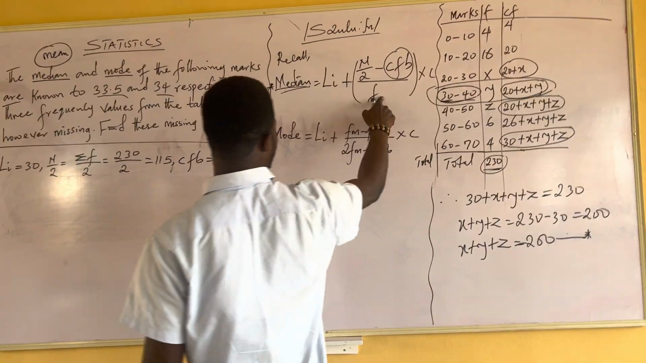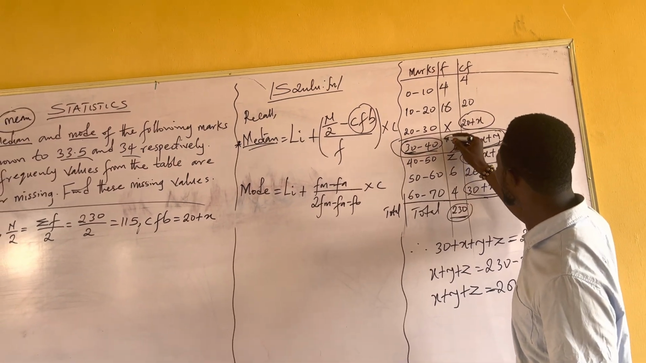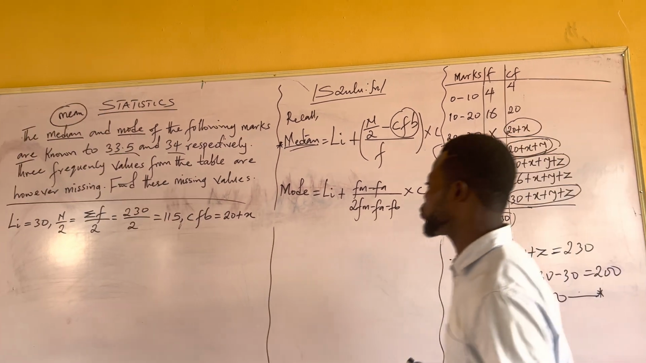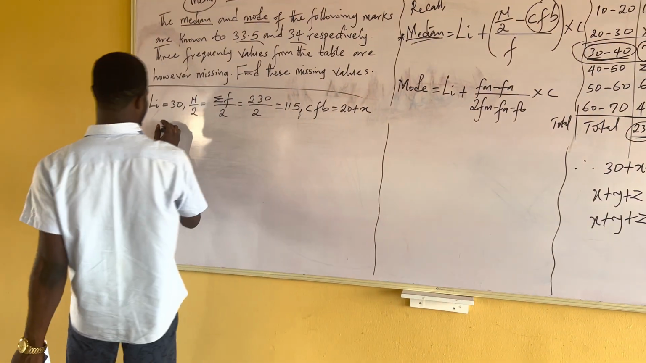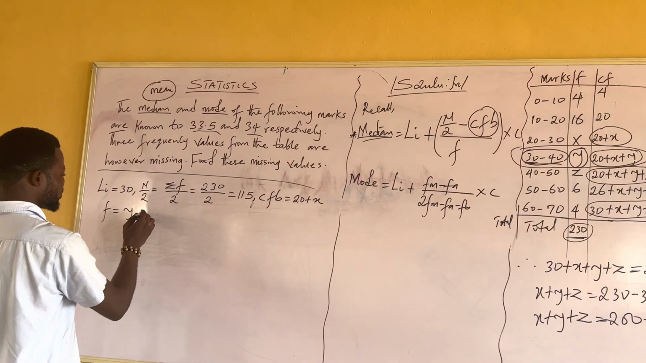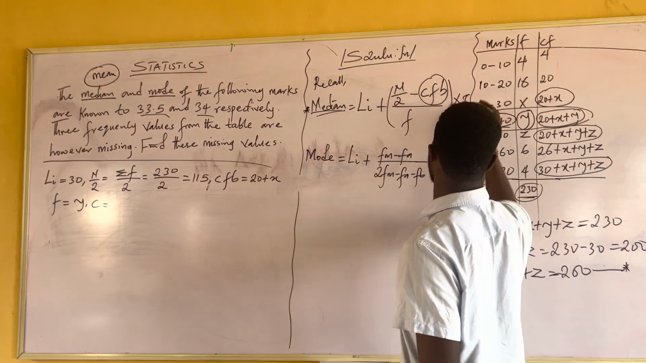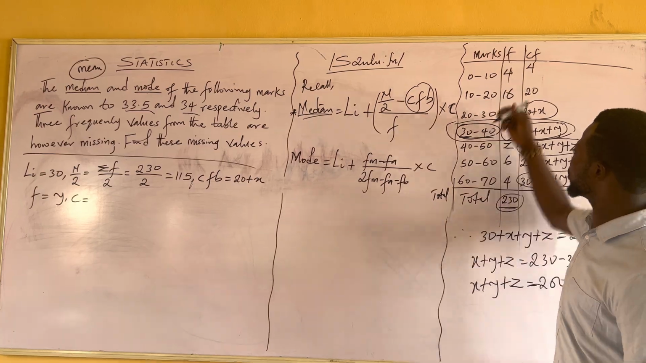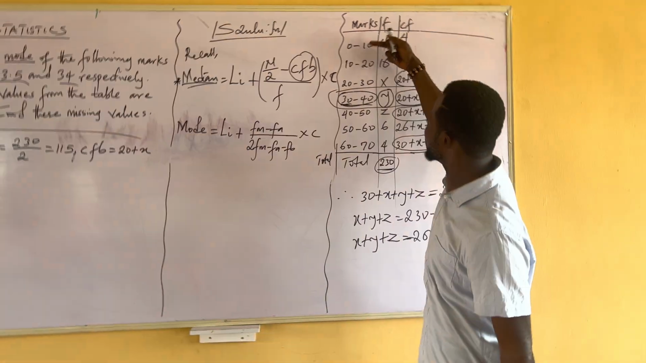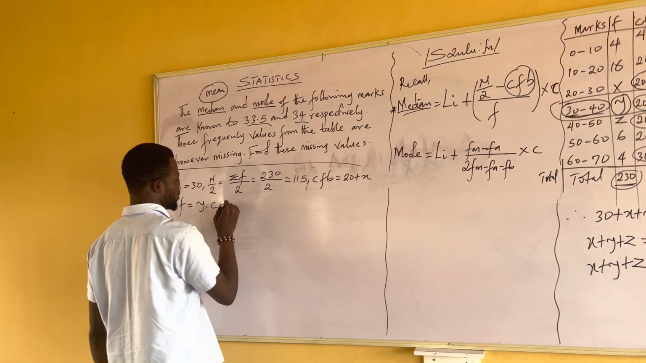Then what is our F? F stands for the frequency of the median class. This is the median class, so the frequency of that median class is y. So our F is equal to y. And what else again? C. We need C. C stands for the class size. So just take this minus this. That is the interval, which is 10.